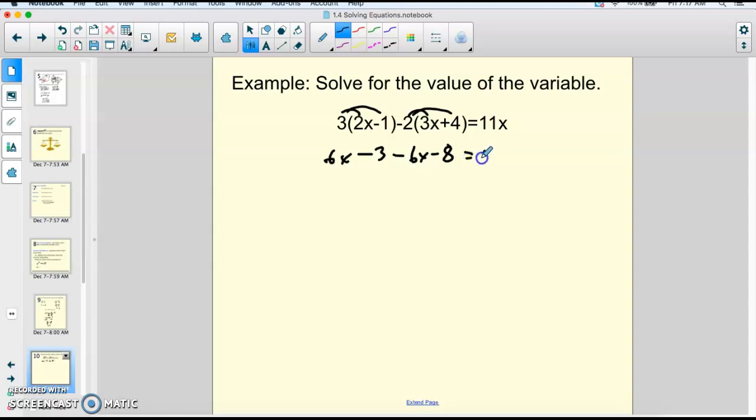And that all equals 11x. Okay, now we can combine like terms, right? Now, luckily, our positive 6x minus 6x, they cancel each other out. Negative 3 minus 8 would be negative 11. We divide by 11. x equals negative 1.